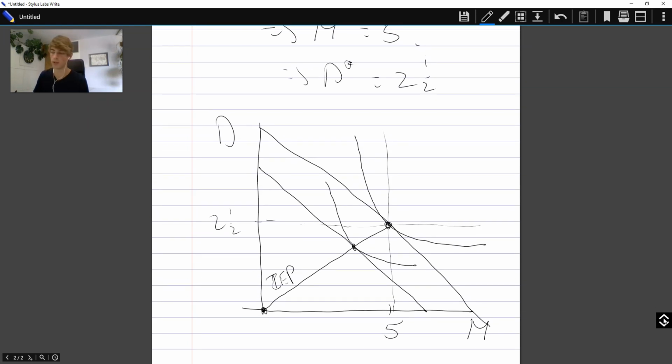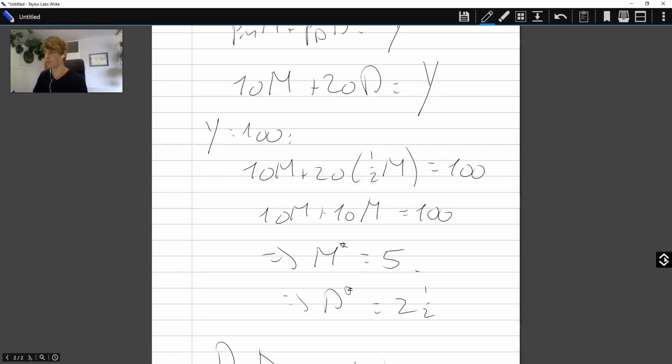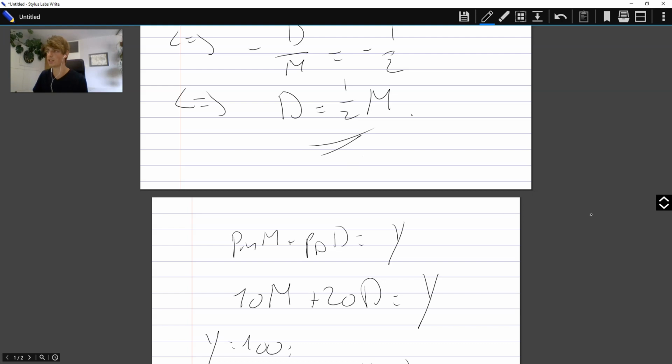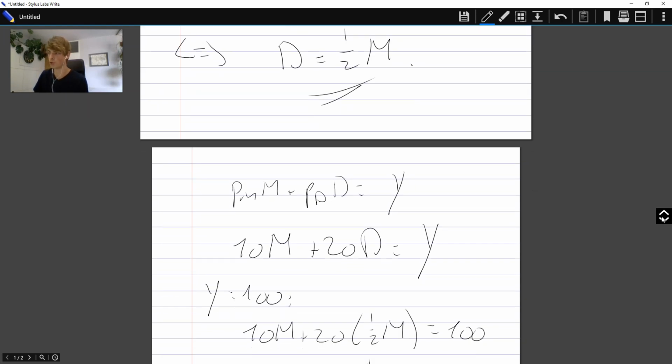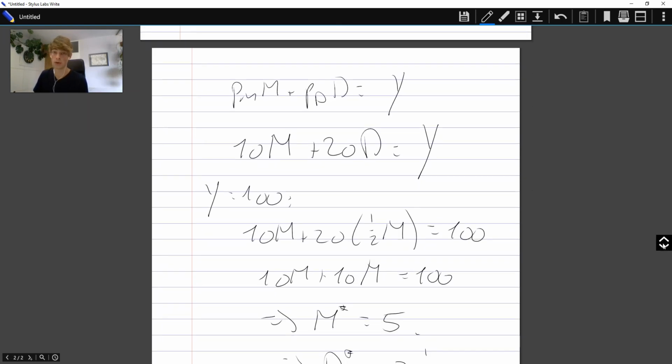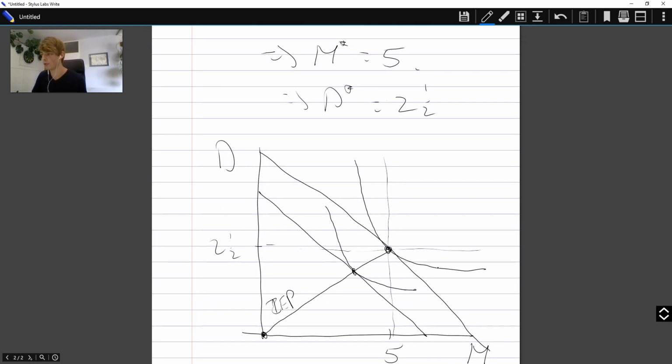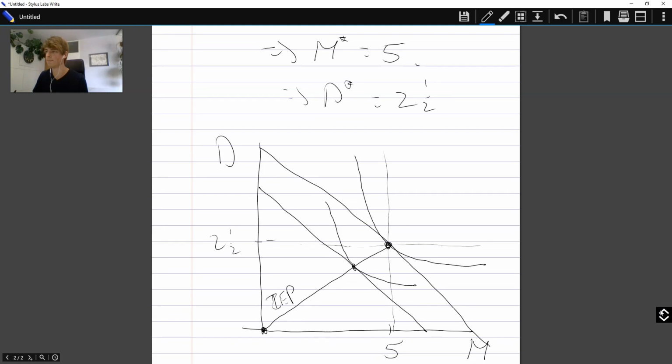And all we needed to do here was draw the income expansion path. So basically, we needed to draw this function. Now we were asked to draw it for all incomes between 0 and 100. So this is the last point on the line.